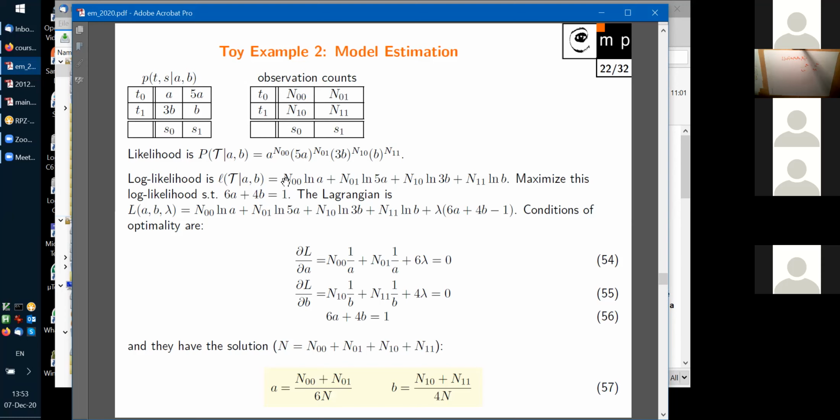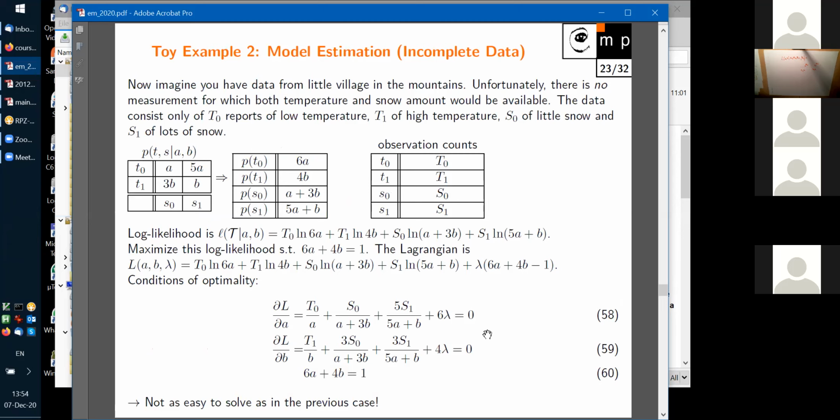The log likelihood will turn these exponents into products and the products into sums. So we have this likelihood. There is a constraint that 6A plus 4B equals 1. Where does that come from? Because A plus 5A, which is 6A, plus 3B and B, which is 4B, is the probability of all the possible events, so it must be 1. From these two equations, you will end up with a solution for A and B.